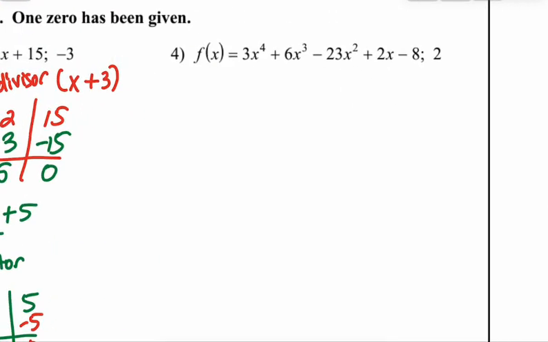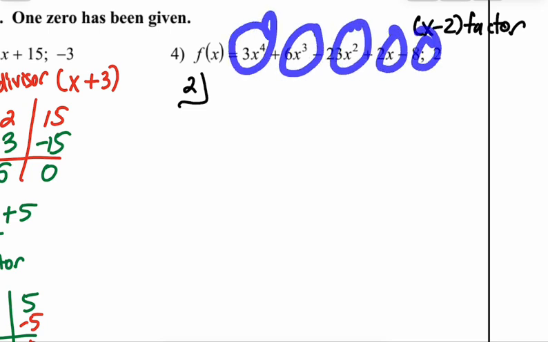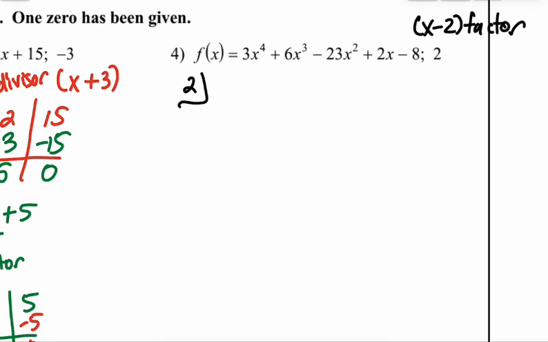They have told us that 2 is a 0, so x minus 2 is a factor. Got to divide it out. You decide, do I want to divide it out using synthetic or long division? I jump to synthetic when at all possible. So I'm going to put a 2 in the corner. I'm going to check my powers. 4, 3, 2, 1, nothing. Our polynomial is in perfect descending order. No terms are missing. If it is, put a 0. So I'm going to have 3, 6, negative 23, 2, and negative 8.